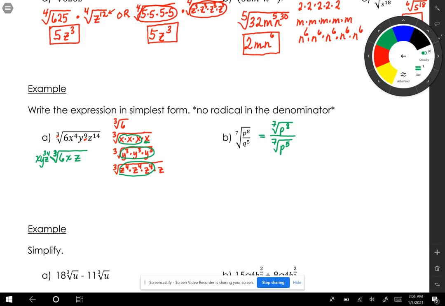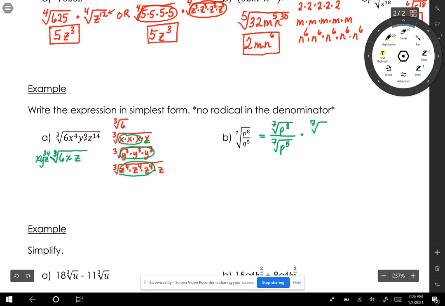I would most likely do this. Okay, so I multiply top and bottom by the 7th root of q to the, oh wait, first of all, if I write the problem correctly, that would help. So, okay. So this was q to the 5th. So I multiply top and bottom by q to the 2nd.